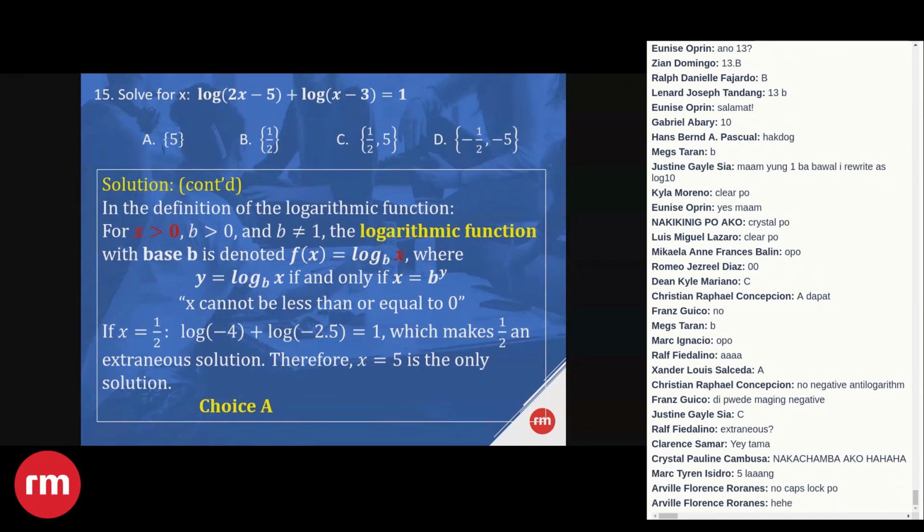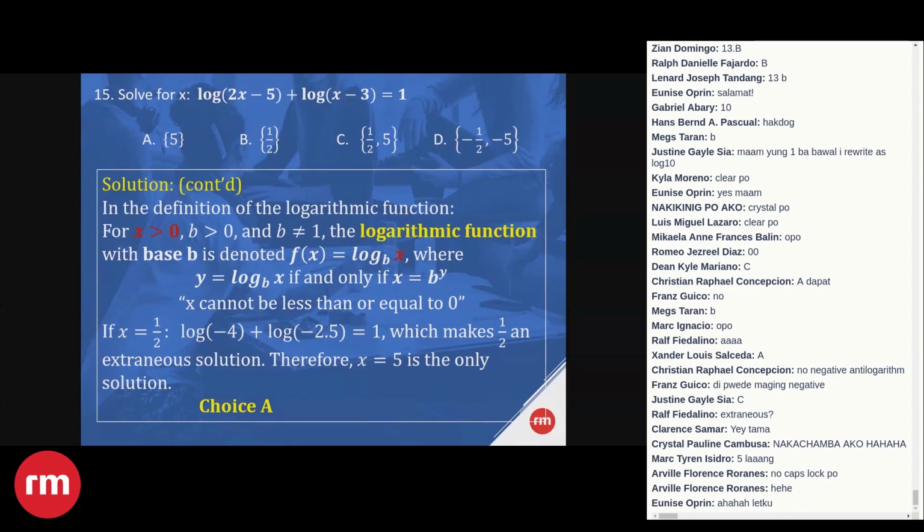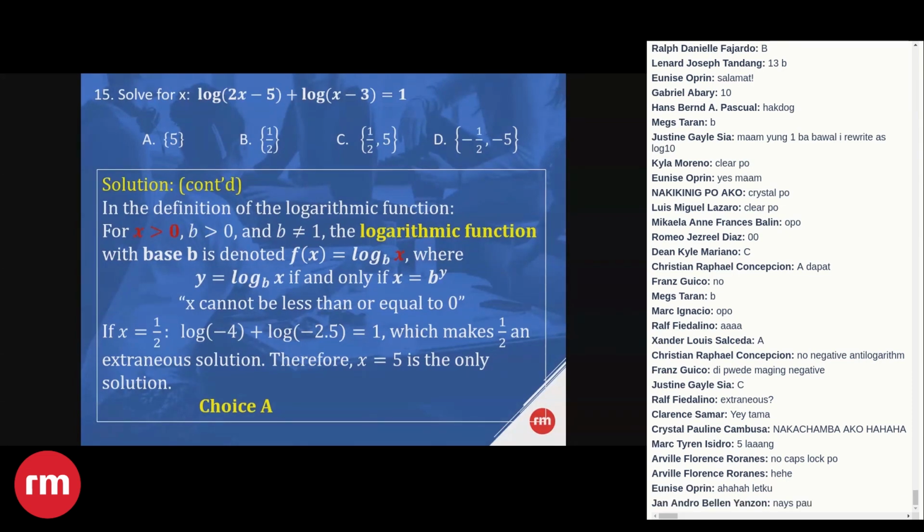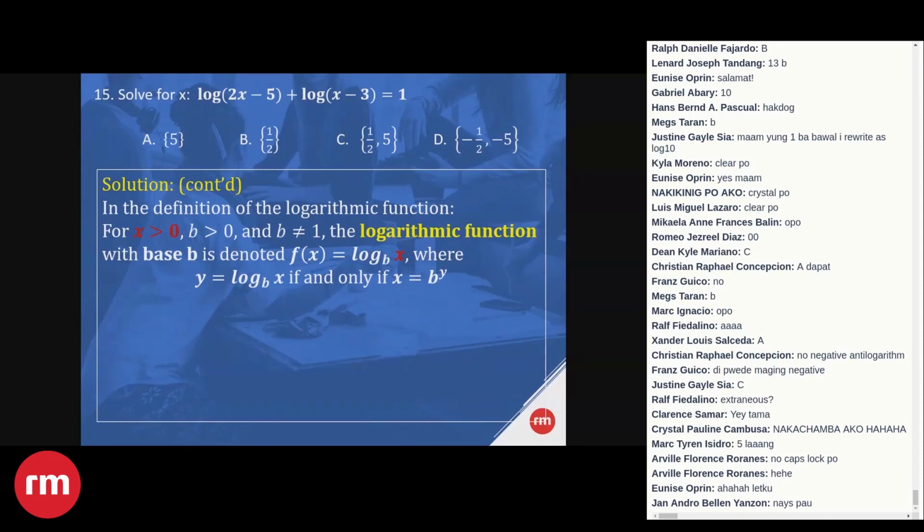Yes, tama si Ralph. Ang 1/2 ay extraneous solution kasi we got 1/2 from our solutions but it will not satisfy our original equation. So is this clear? Kaya kanina sa exponential, kung maalala nyo, sabi natin walang restriction sa values ng x. Pagdating sa logarithm, the argument should always be positive. Okay, so it's clear.